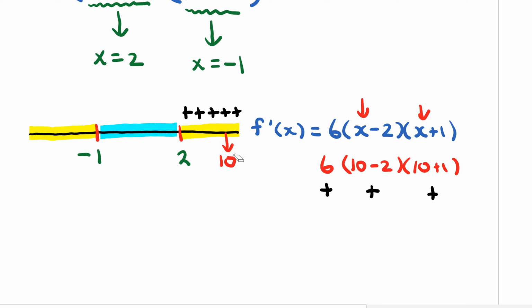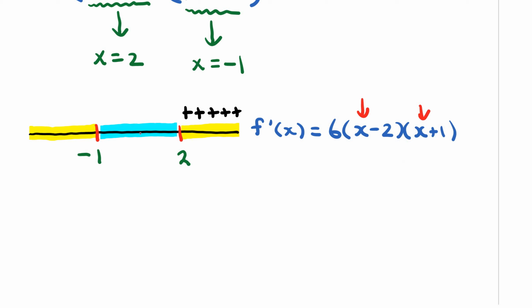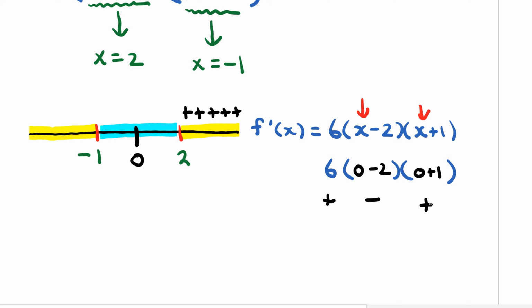Okay. And then after that, I'm going to pick a number in the blue region, and I believe a very safe number that you can pick in this blue region is probably going to be 0. And if I plug 0 back into my derivative function here, this will be 0 minus 2 and 0 plus 1. And if I take a look at the signs now, this is going to be positive, negative, positive. And if I multiply all that out, that means the blue region will be negative, right? A positive times a negative times a positive number gives you a negative result. Alright, so that's done with the blue region.